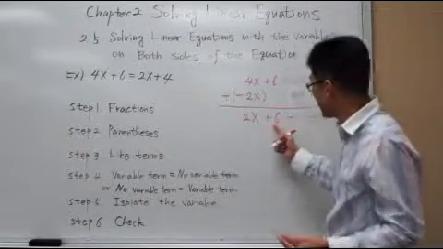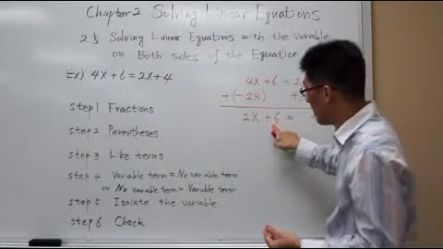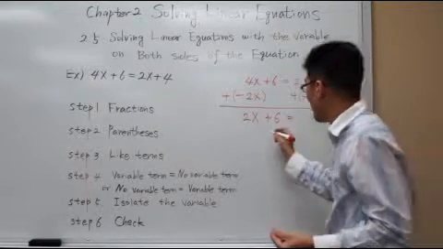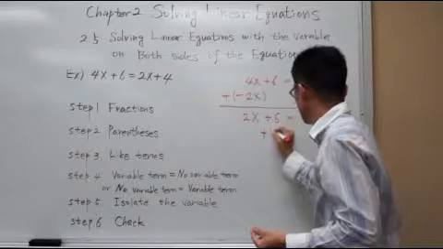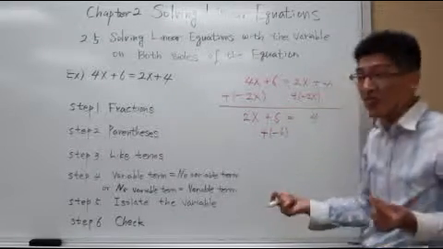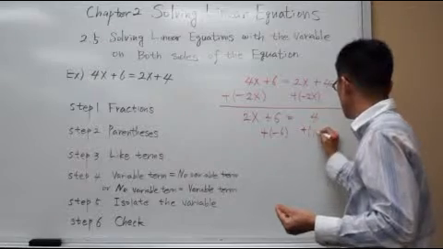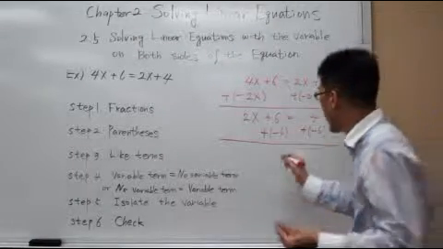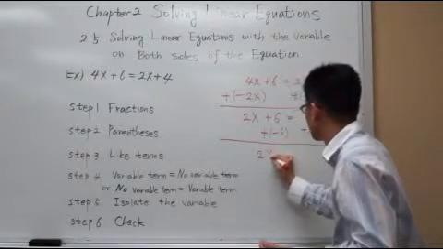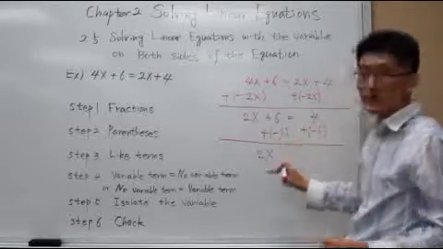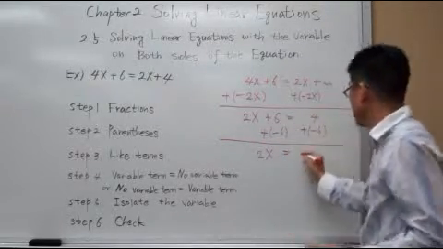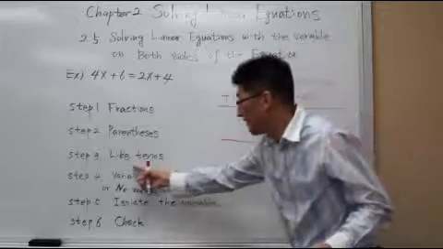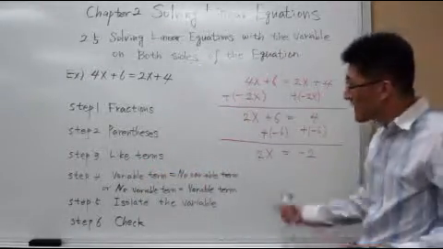Still the left-hand side has a non-variable term. So to get rid of the number 6, you have to add minus 6 to both sides. Then the left-hand side is 2x, since 6 plus minus 6 is 0, and the right-hand side will be negative 2. So step 4 is done. Now let's do step 5.